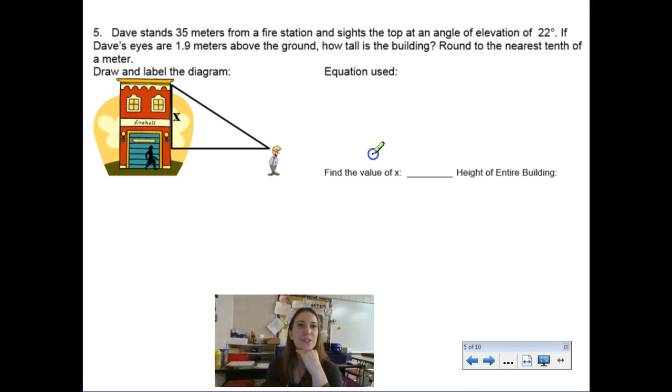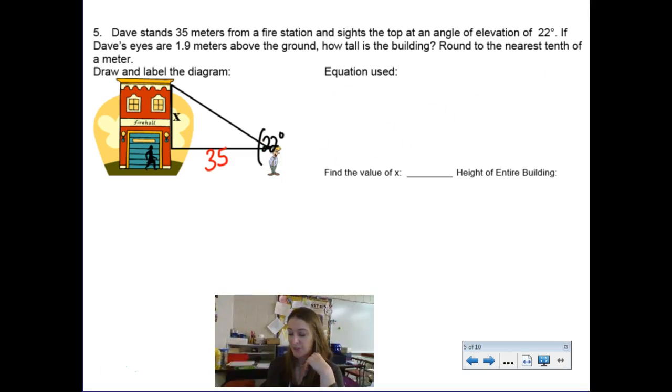Alright, this one's fun. So Dave here, he's measuring the height of the fire station, and it's kind of a halfway filled in diagram, so let's finish. Angle of elevation to the top is 22 degrees. So angle of elevation is down here on the ground looking up, but in this case it's from his eye level. And then he's standing 35 meters away, so right here is 35.